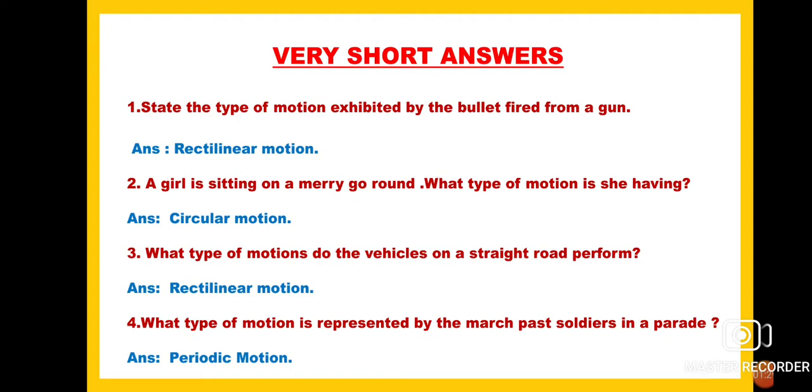All right, now number 3. What type of motion do the vehicles on a straight road perform? As it is already mentioned that it is a straight road, therefore it is known as rectilinear motion.